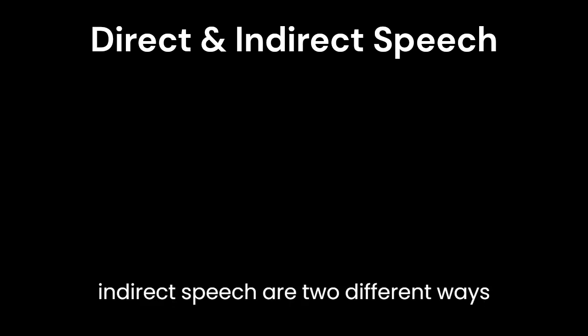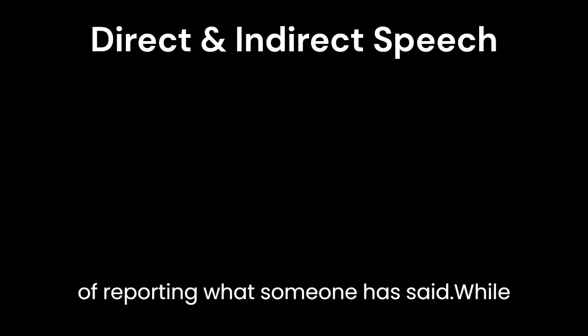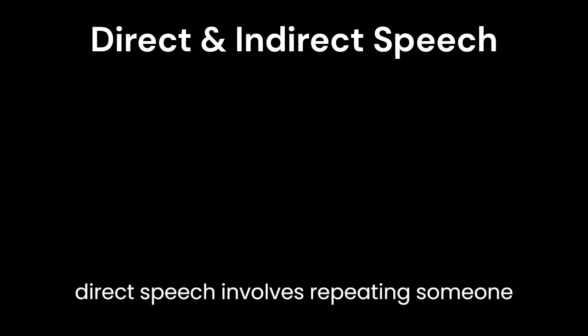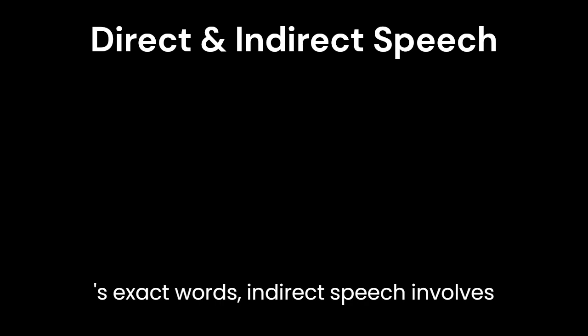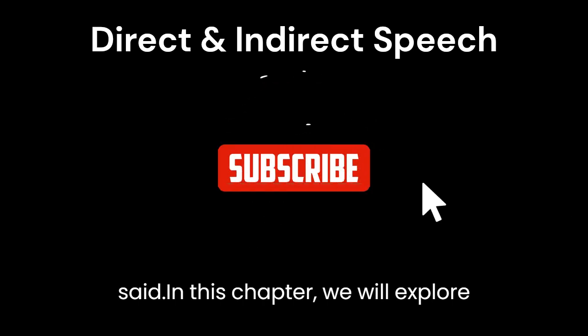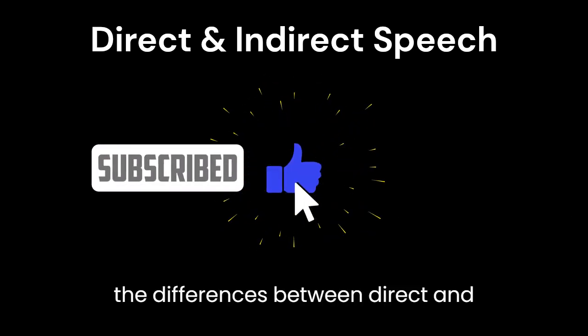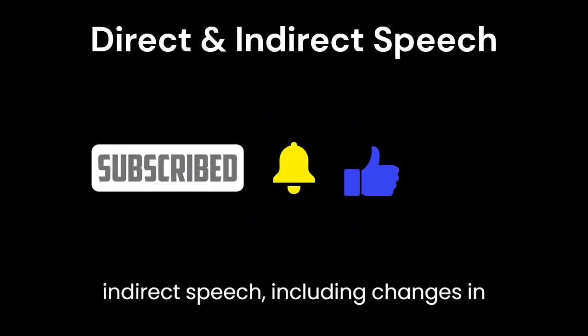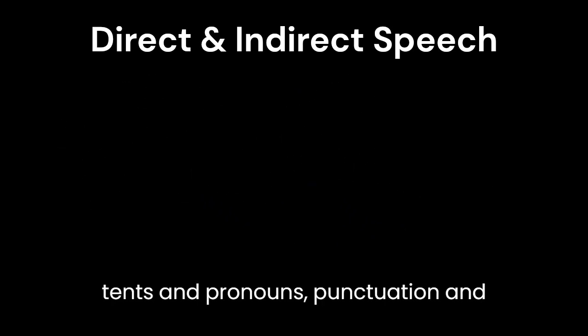Direct and indirect speech are two different ways of reporting what someone has said. While direct speech involves repeating someone's exact words, indirect speech involves paraphrasing or summarizing what was said. In this chapter, we will explore the differences between direct and indirect speech, including changes in tense and pronouns, punctuation, and reporting verbs.